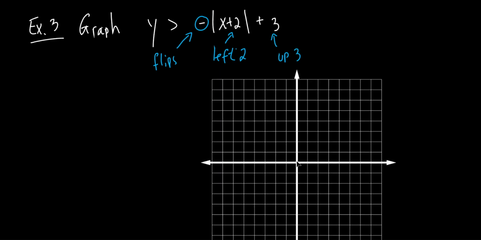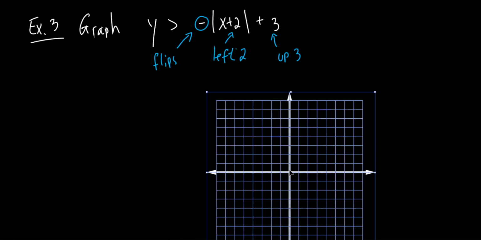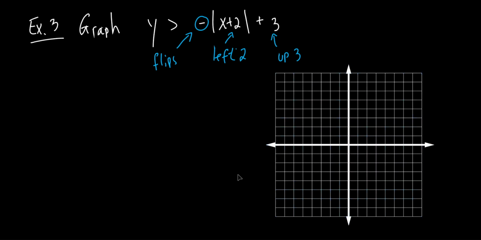So let's get our graph. Let's make it a little smaller so it fits on the page here. There we go. We'll do it in blue since I wrote all that stuff in blue. All right, so let's find that vertex, that place where it comes from. So I'm going to go to the left 2 and up 3. So where does that put me? -2, 1, 2, 3, right there.